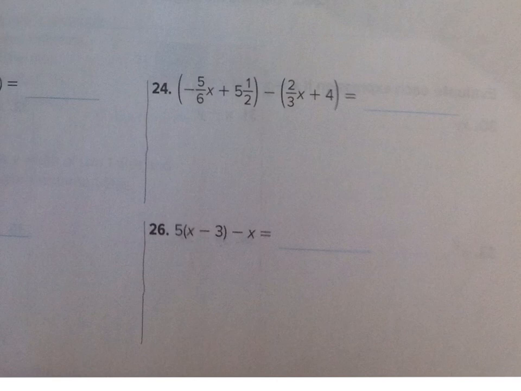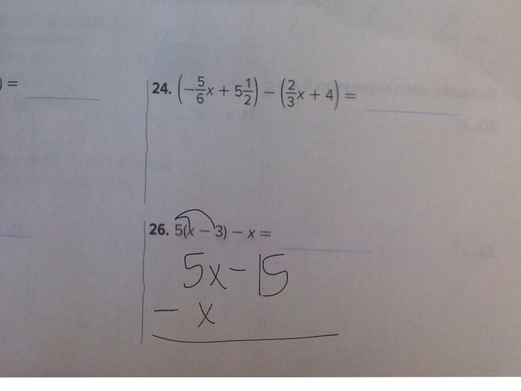For the last problem, again, we do the distributive property. So when we take 5 times x minus 3, we get 5x minus 15, and then we are subtracting an x. So our final answer for number 26 is 4x minus 15.